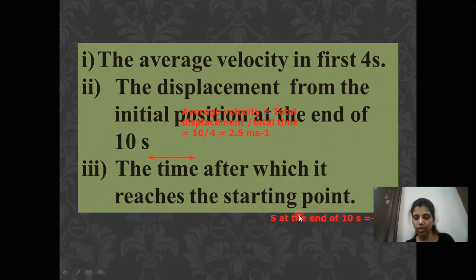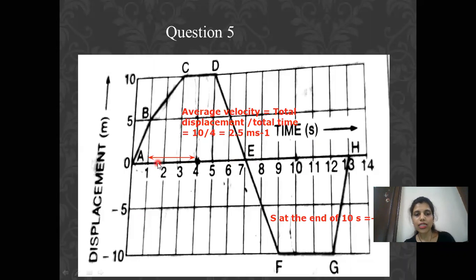The time after which it reaches the starting point. So now here you can see the starting point is 0. So when the displacement is 0, it is reaching this point again at 7 seconds. And then again it is reaching this point, because this is going to be the starting point for the body, at 13 seconds. At 7 seconds and 13 seconds, it is reaching the starting point. So they have asked the time at which. So you have to write the answer: at 7 seconds and 13 seconds. So I hope till here, children, it's clear. Please copy it in your notebook.